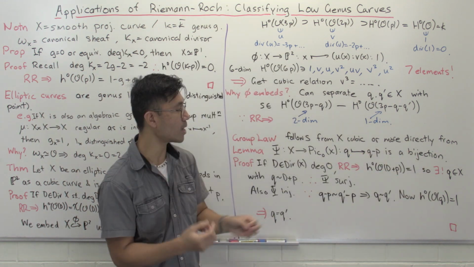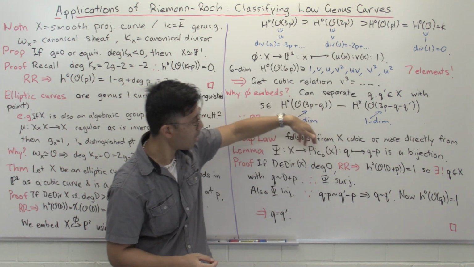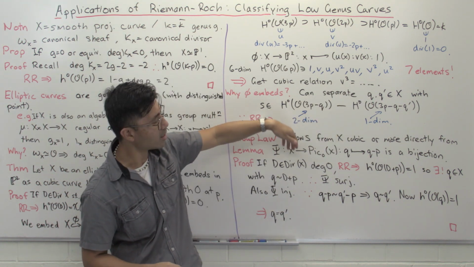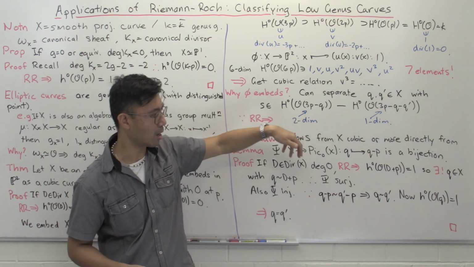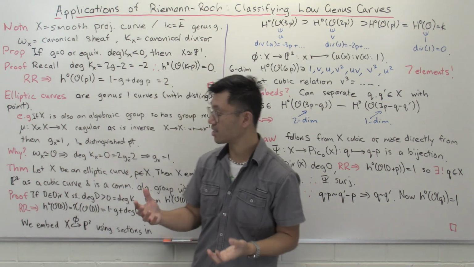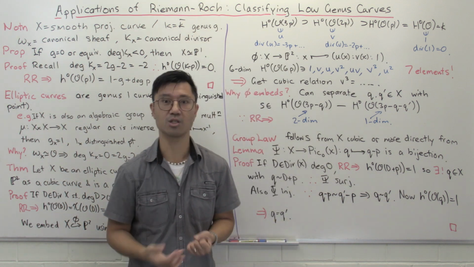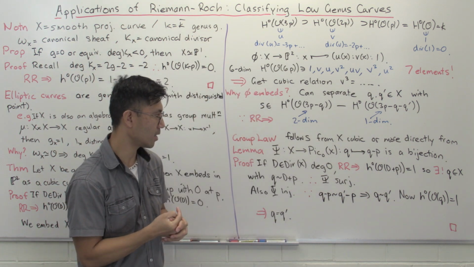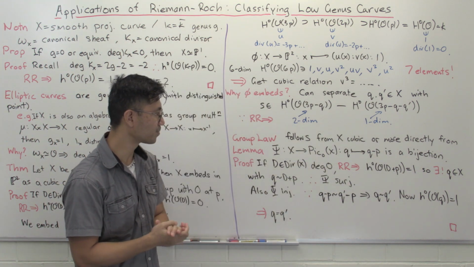And once you know this is a bijection, you can pull the group law back from here to here. And it'll turn out that this will actually make X an algebraic group. So the group addition in this case is actually going to be a regular map, and so the group negation is also a regular map. Okay, so let's see how this works.